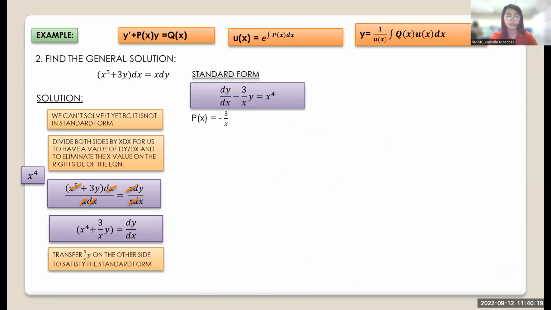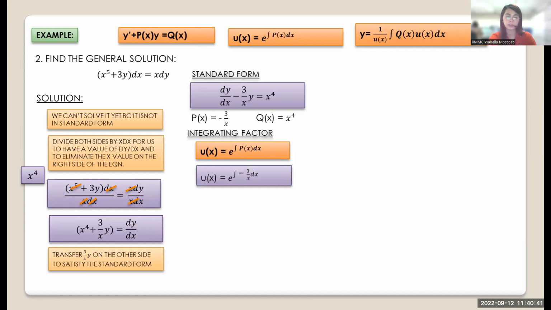Okay? So by this, no, na-satisfy na natin yung standard form ninyo. Let us try to locate your p of x and your q of x. No, by this form, your p of x is negative 3 over x and your q of x is equivalent to x raised to 4. So for your integrating factor, that is e raised to p of x dx. So let us try to transpose this one. The same concept a while ago, no? Which is your 1 over x is equivalent to ln of x. Therefore, we can conclude that that is equivalent to u of x is equals to e raised to negative 3 ln of x.